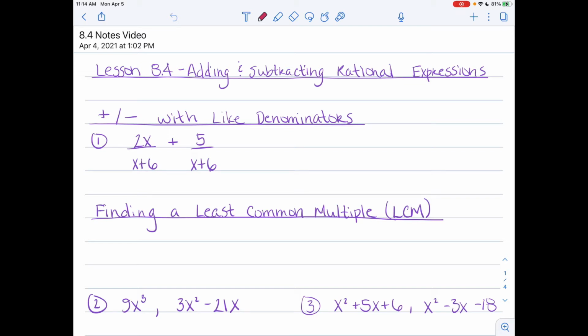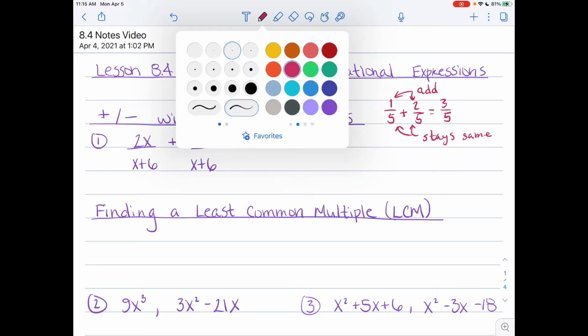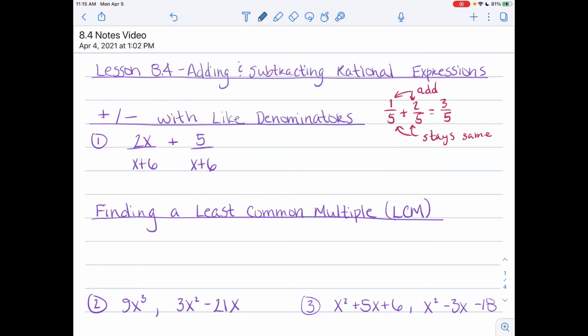So let's do a quick little example. If I have 1/5 plus 2/5, this would equal 3/5 because the denominator, which is the same, stays the same. And the top is what we are going to add or subtract. In this case, add, since we see a plus sign. We are going to apply those same rules to our rational expressions. If we have the same denominator, we can add or subtract. If not, we have to create like denominators.